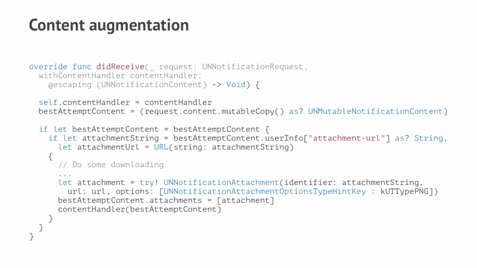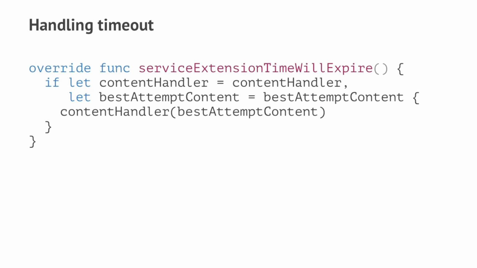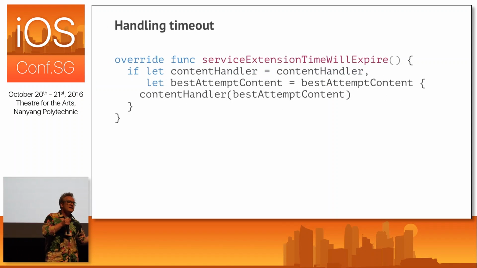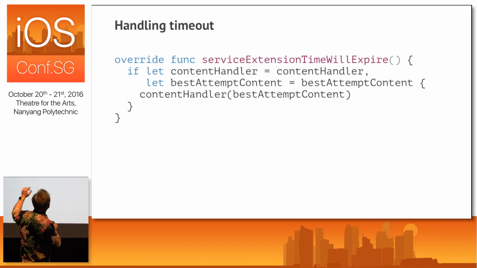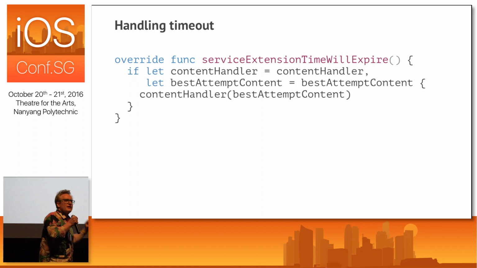Now, why did I keep a reference to those two things? That's because there is this thing here, service extension time will expire. That's, you've had too long to do this, we need to display it to the user. In that case, I'm just going to go with the stuff that I got sent in the first place. Or maybe I can do a little bit of work, but I haven't managed to get the image, so I can put a placeholder image in or something like that. That's precisely what I was doing with that.